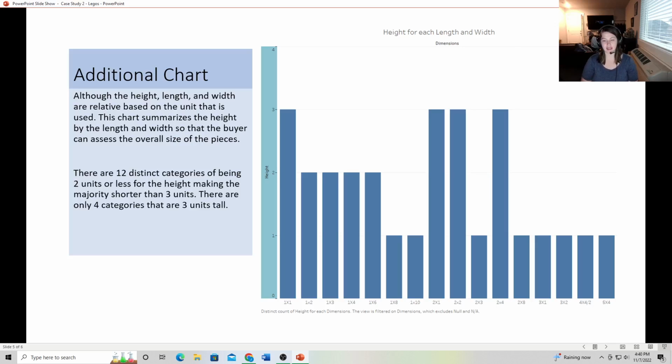Another chart that I did was the dimensions going in order, starting from 1 by 2 of length and width going across the bottom there, and then the height of the piece going up to 3. So you can get a good representation of what pieces are involved in the set.